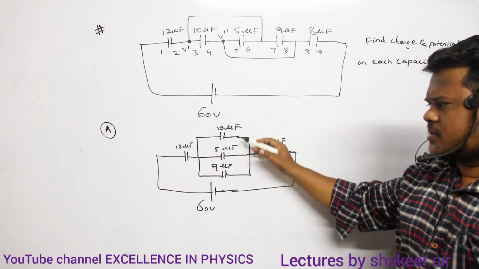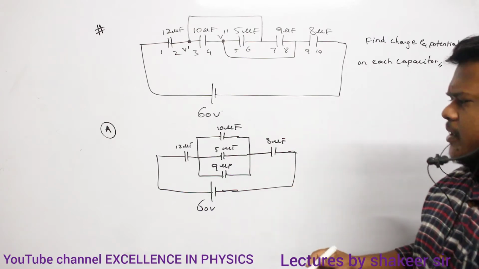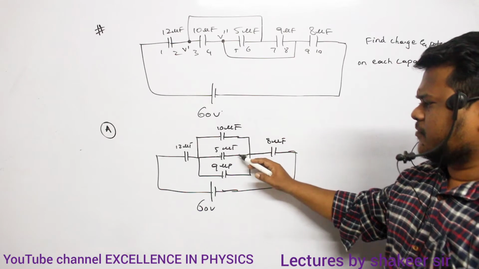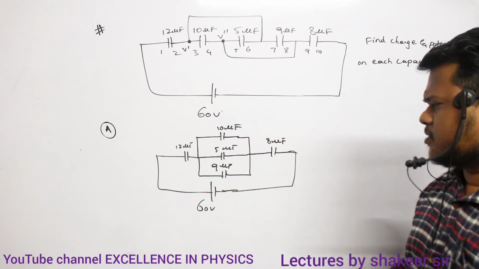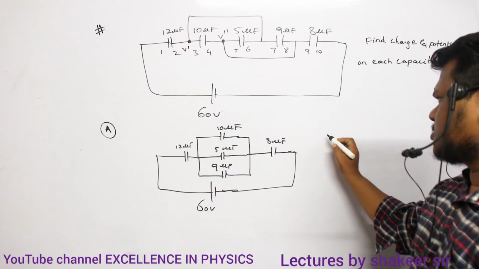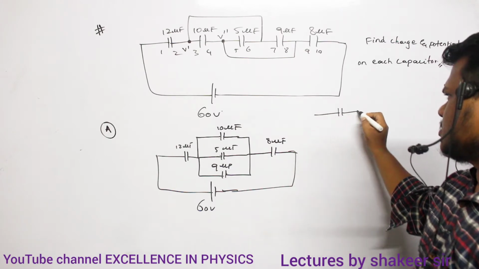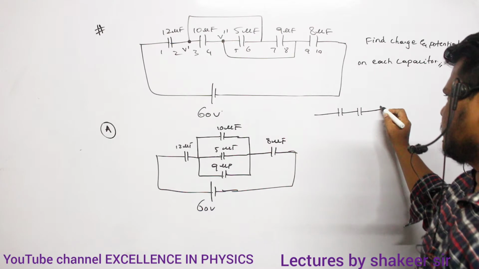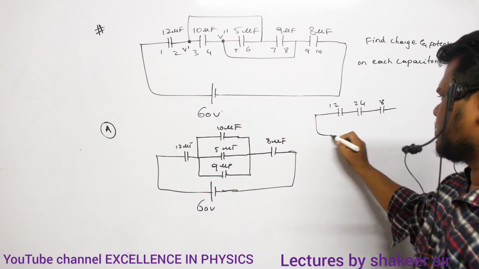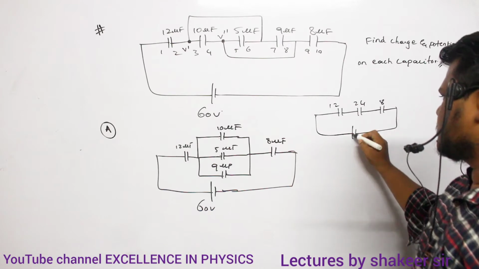These capacitors are connected in parallel, so directly you can add them. C equivalent is equal to C1 plus C2 plus C3. So 10 plus 5 is 15. 15 plus 9 is how much? 24. So this circuit I can redraw like this also: this is 12, this is 24, and this is 8. So 12, 24, and 8 microfarads capacitors are connected to a battery of 60 volts.